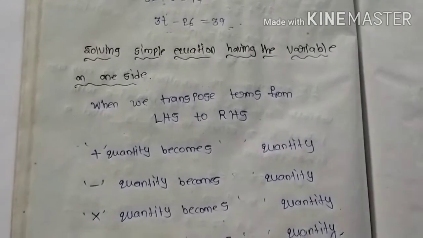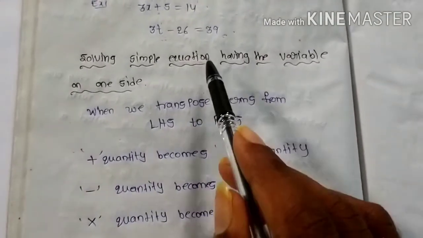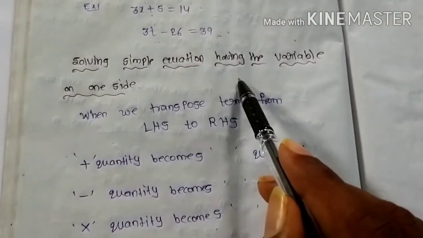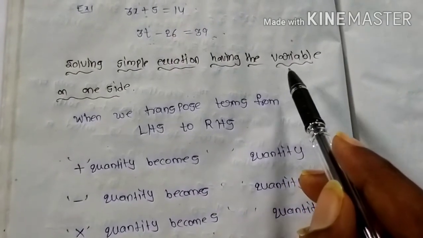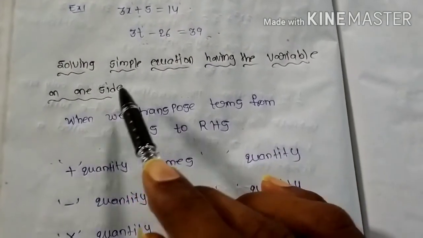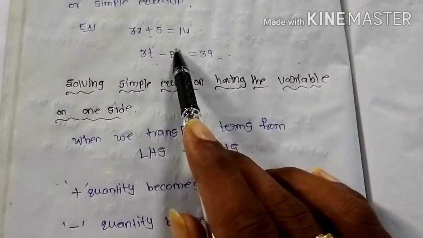Once you remember, while solving a simple equation, we have the variables on one side, we have the variables on one side or not?